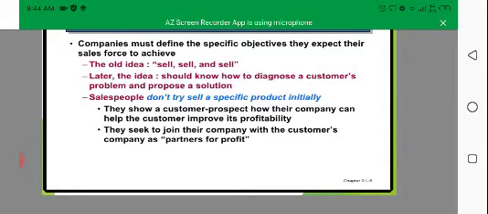Having or hiring a sales force needs a specific objective for the expected sales to be achieved by the sales force. So there was an old idea: sell, sell and sell. Now it has changed: you should know and diagnose the customer's problems and propose a solution for that. So salespeople don't initially try to sell a specific product. Their main purpose nowadays is to solve the problem for the customer and join their company with the customer and be a profitable partner with them.